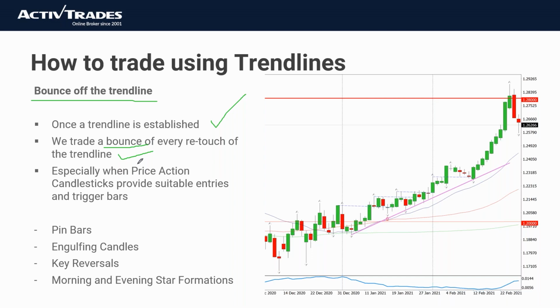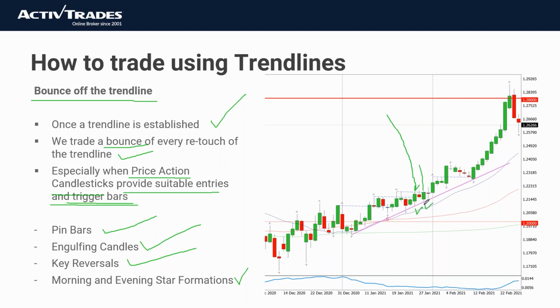And what gives us the confidence is when we're getting price action candlesticks. They provide suitable entries and trigger bars for us. Things like pin bars, engulfing candles, key reversal candles, star formations. If you start to see them, that particularly helps us. So in this case, my eyes are drawn to here. I'm just going to draw this candle here, which is a rejection candle. It's an engulfing candle. You also have the same here.